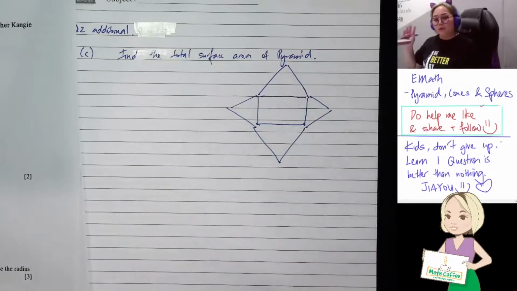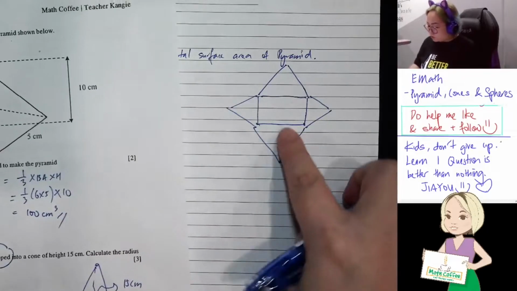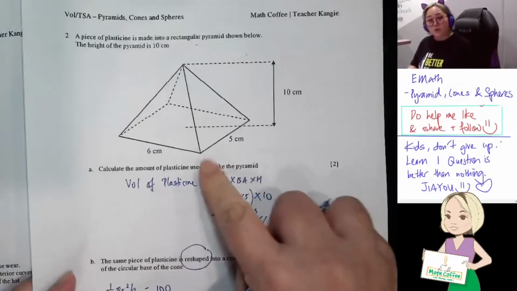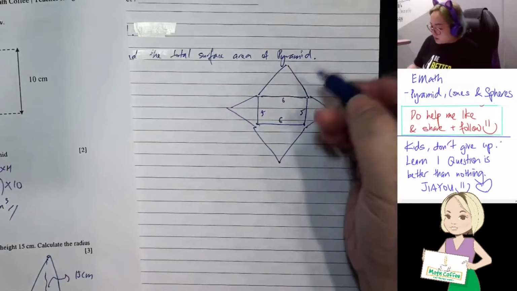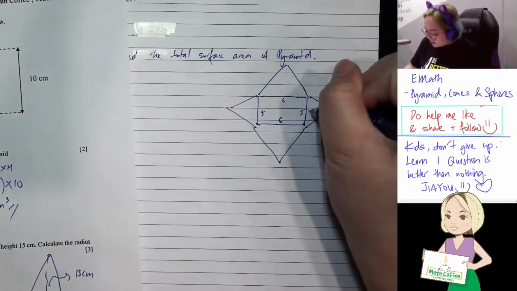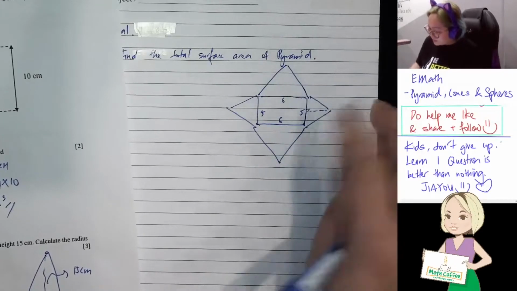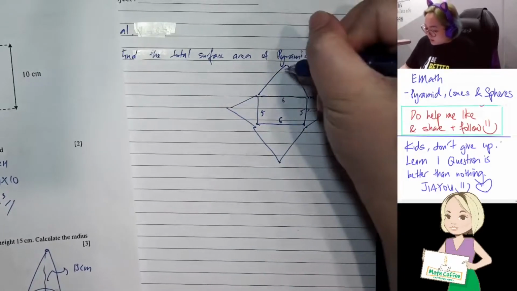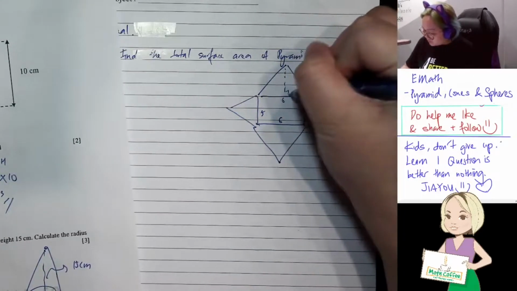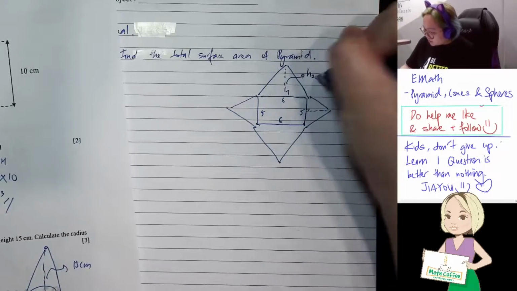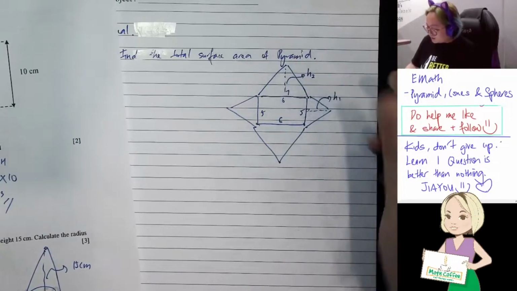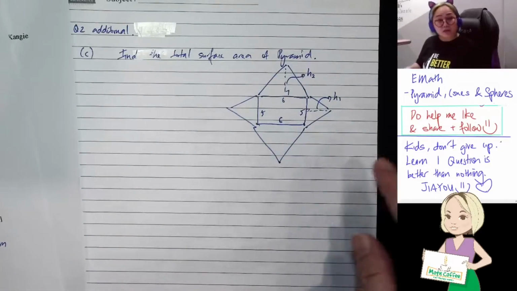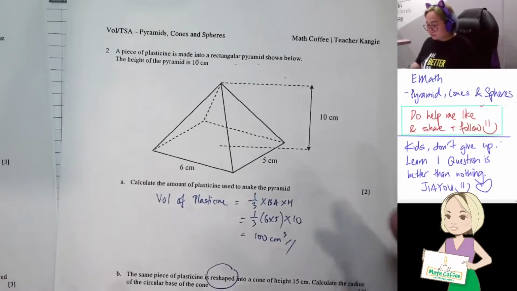Now let's put in all the information that we have. I know this is 6, 6, 5, 5. Then I need to find the height of my triangle for this one, and I also need to find this one. I call this H2 and I need to find this H1. Now the bad news is I don't have them. So how am I going to find this?